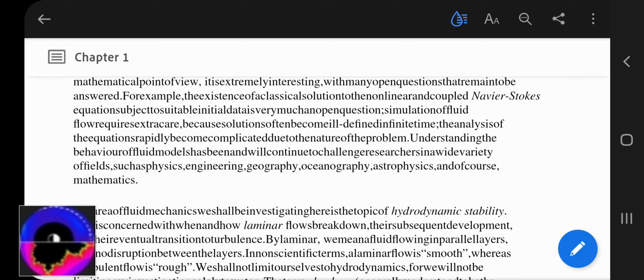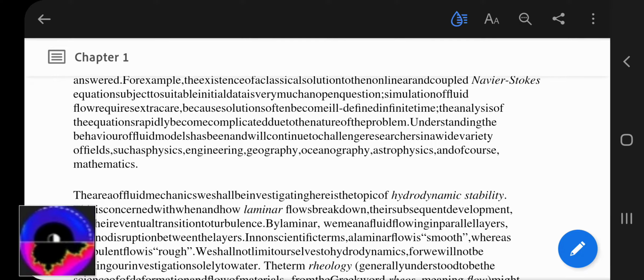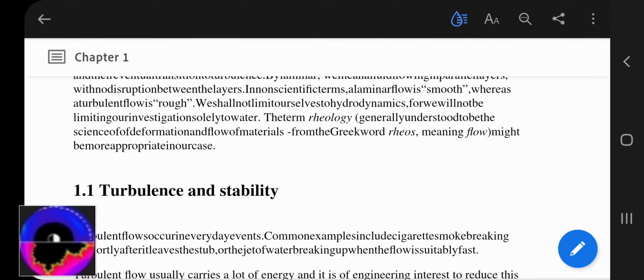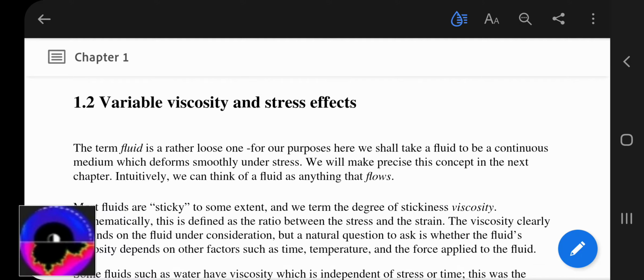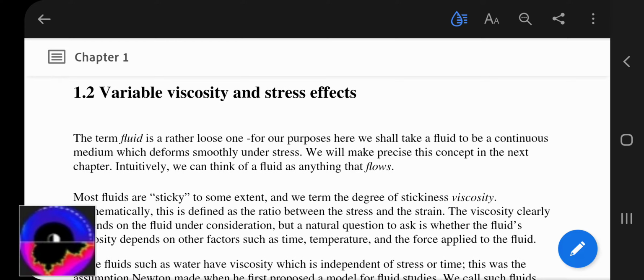Understanding the behavior of fluid models has been and will continue to challenge researchers in a wide variety of fields such as physics, engineering, geography, oceanography, astrophysics, and of course, mathematics. Yeah, I don't regard mathematics as too much of a science branch, because it just is a way to prove stuff.